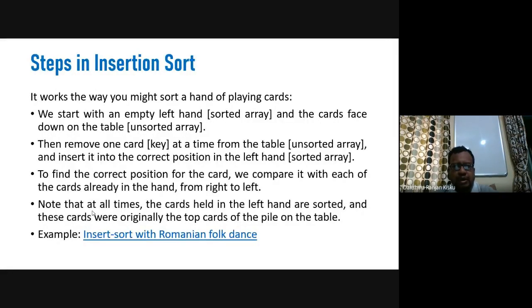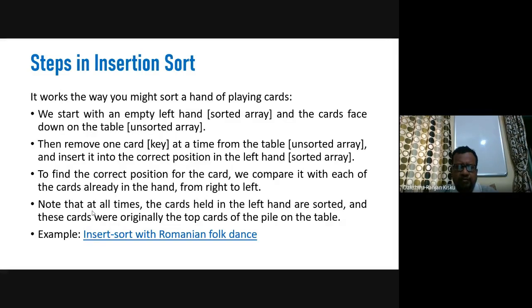Now how does it work? If we look at the hands of playing cards, we can start with an empty left hand. That is called the sorted array. And the cards face down on the table are called the unsorted array. That means the cards which are unsorted will be placed on the table face down. Then we remove one card at a time from the table and insert it into the correct position in the left hand, because we consider the left hand as the sorted array, and the cards face down on the table as the unsorted array. Initially our left hand will be empty.